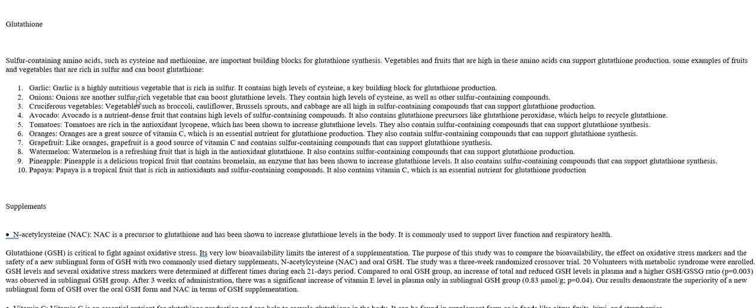Garlic. Garlic is a highly nutritious vegetable that is rich in sulfur. It contains high levels of cysteine, a key building block for glutathione production. Onions are another sulfur-rich vegetable that can boost glutathione levels. They contain high levels of cysteine as well as other sulfur-containing compounds. Cruciferous vegetables such as broccoli, cauliflower, Brussels sprouts, and cabbage are all high in sulfur containing compounds that can support glutathione production. Avocado is a nutrient-dense fruit that contains high levels of sulfur-containing compounds. It also contains glutathione.